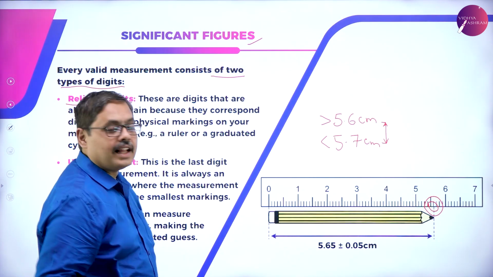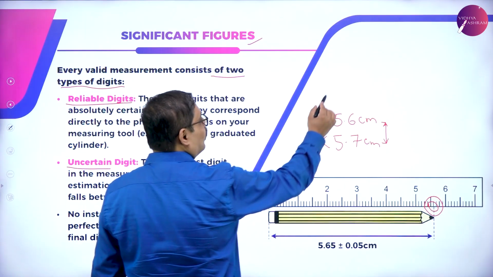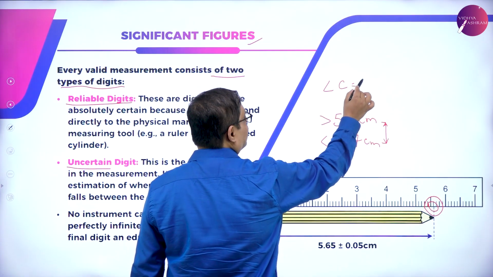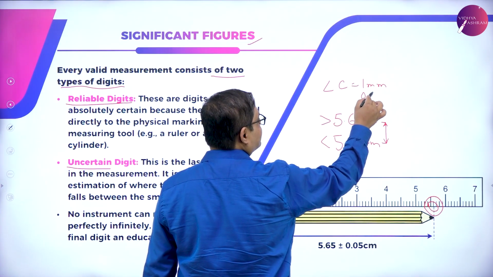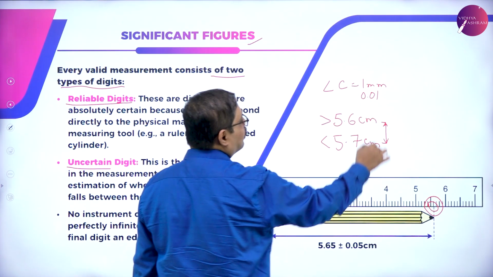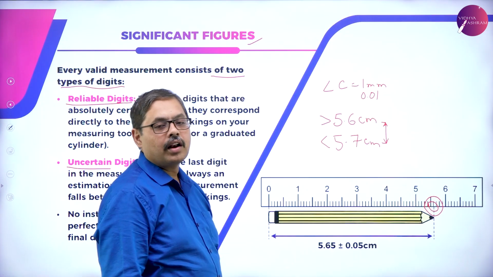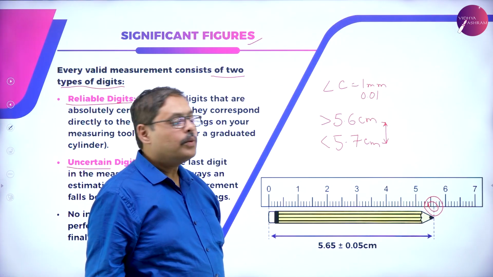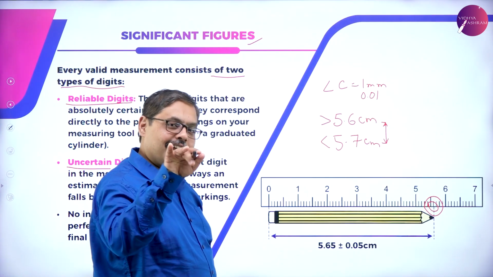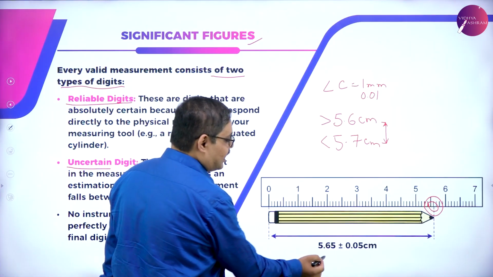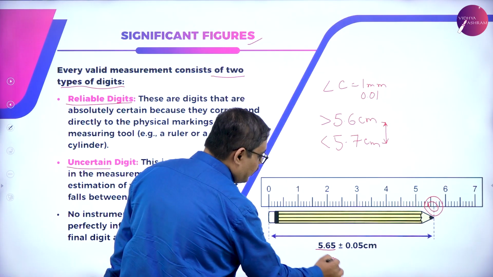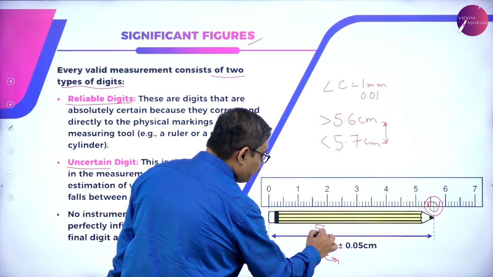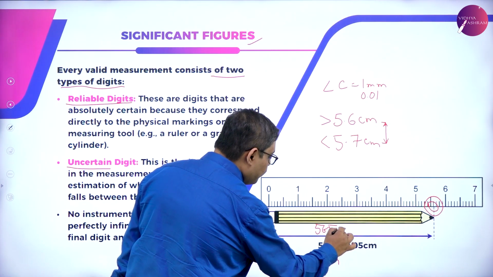Now the scale is an instrument where the least count is only 1 mm. So I cannot go beyond 1 mm. I cannot say what its value is at 0.01 mm or something like that. So what do I do? I make an approximation of the last digit, saying that it is 5.65 centimeter or 56.5 millimeter.